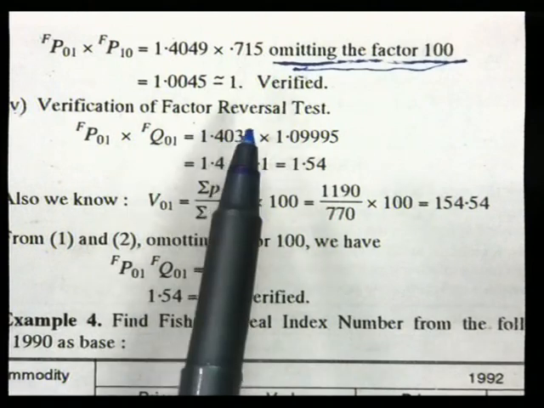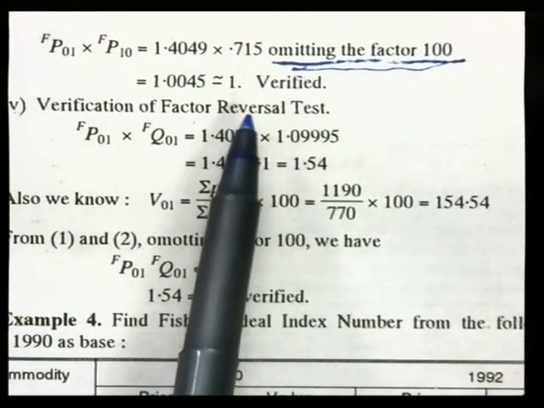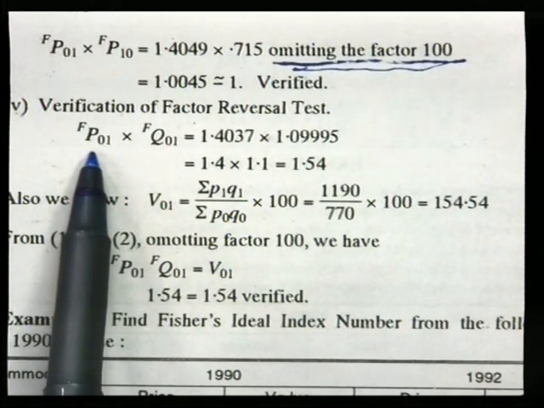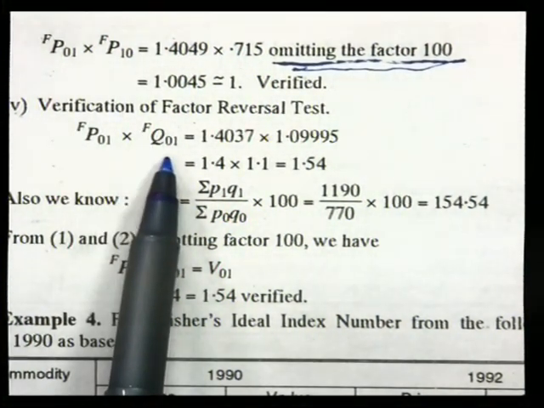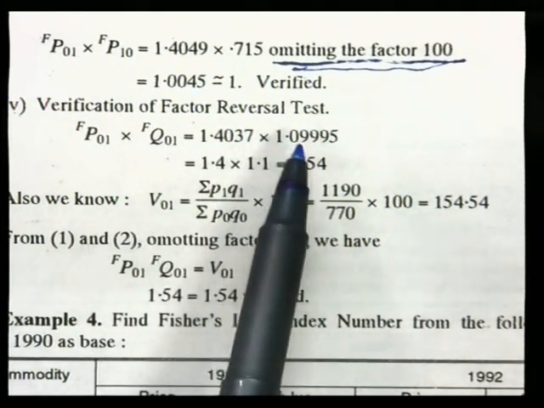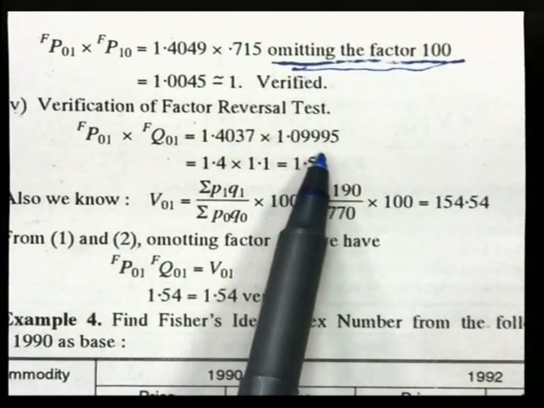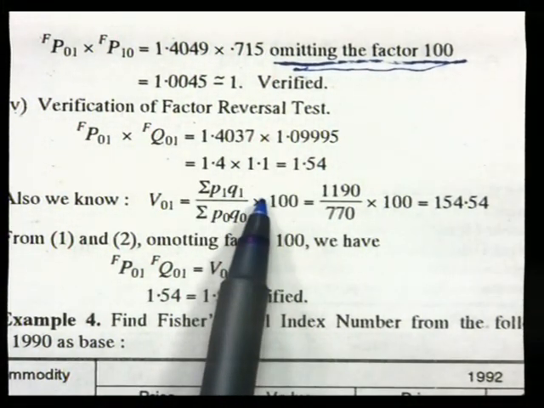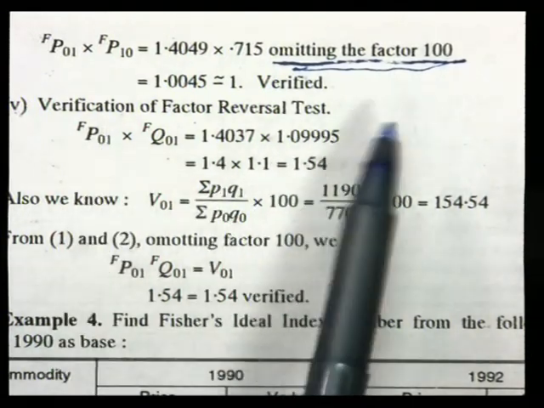Now verification of the second, factor reversal test. F P01 multiplied by F Q01 is equal to 1.4037 multiplied by 1.09995. So it is equal to 1.4 into 1.1, that is 1.54. Keep it on one side.